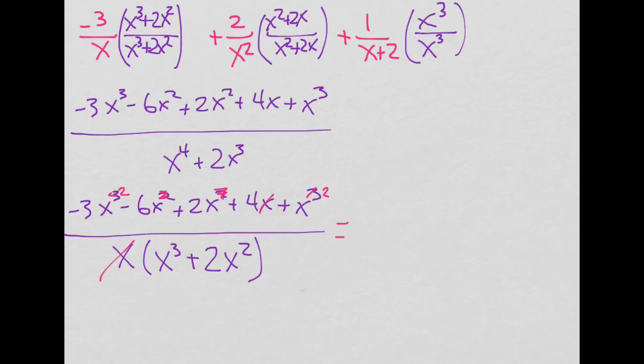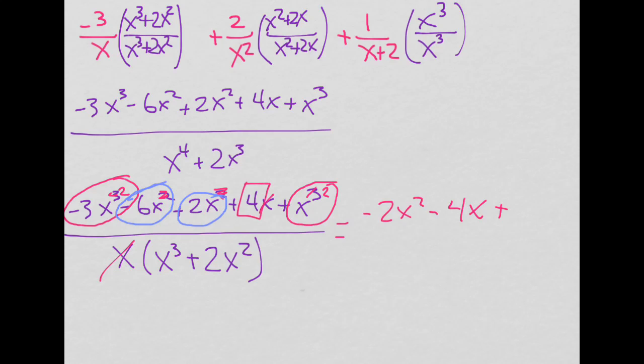So we have negative 3x squared, and we have a positive 1x squared right there. So we're going to have negative 2x squared. Then notice we have a negative 6x and a positive 2x. So negative 6, positive 2. We have negative 4x plus, we just have that one lonely constant term, 4, over our denominator, x cubed plus 2x squared.